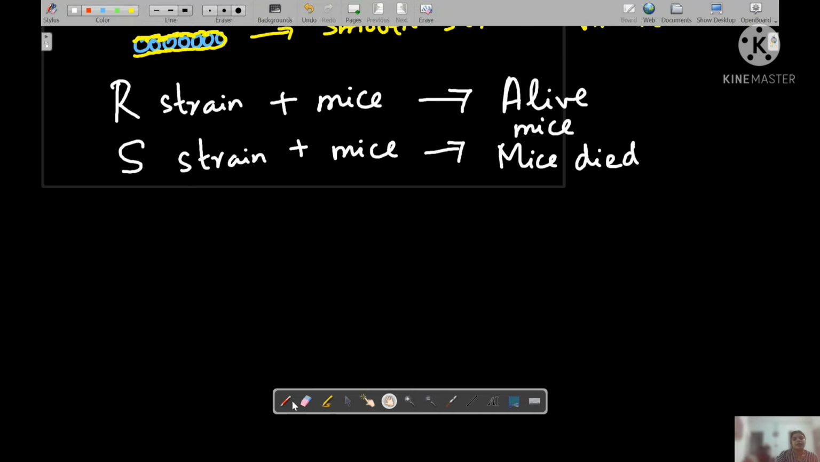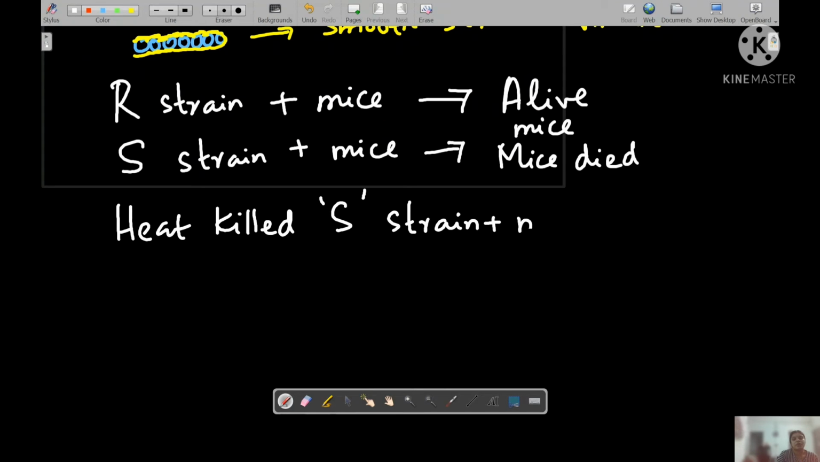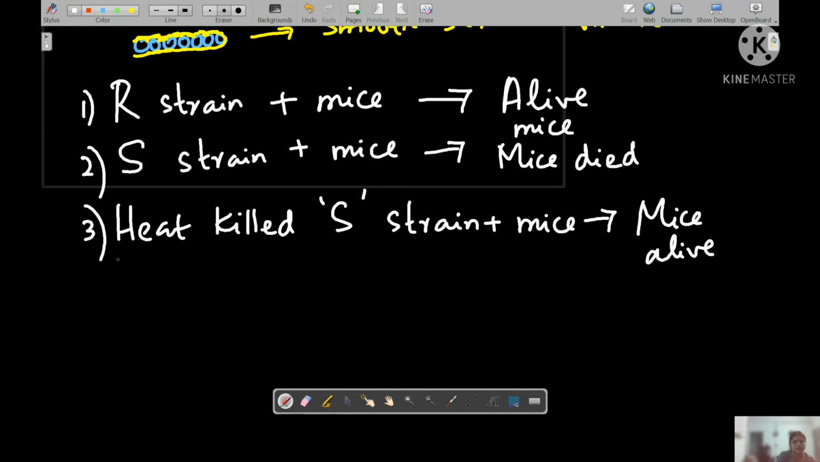Next, what was done is they used heat-killed S strain, and that was injected into mice. When heat-killed S strain was injected into mice, the mice were still alive. That means heat can kill the bacteria, and it did not affect the mice, so the mice was alive. So these are the three steps he first used. There's one R strain and then S strain. Then third is heat-killed S strain.